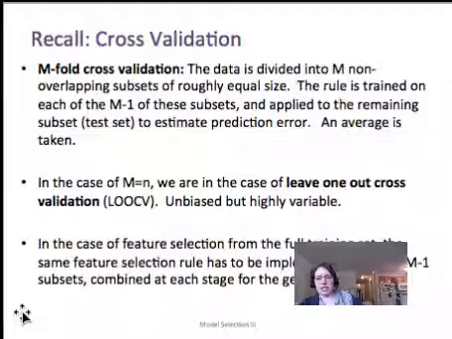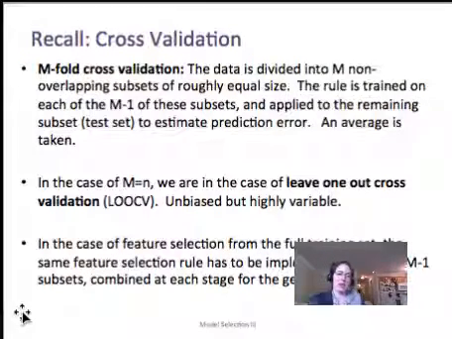M-fold cross-validation, they call it. We're calling it K-fold. The data is divided up into M non-overlapping subsets of roughly equal size, and the rule is trained on each of the M-1 subsets and applied to the remaining subset, the test set, to estimate prediction error. Then you take the average for each one of those that it is applied to. In the case of M equal to n, we're in the most severe case, a special case, of leave-one-out cross-validation. This is a fairly unbiased estimate, but it's highly variable due to the fact that the training sets are so similar.